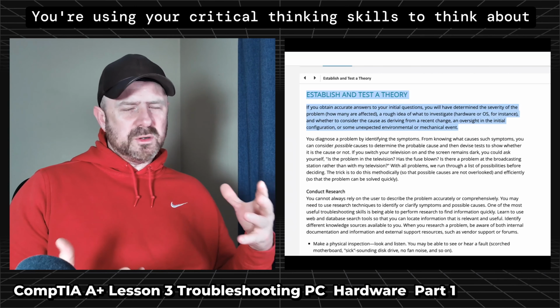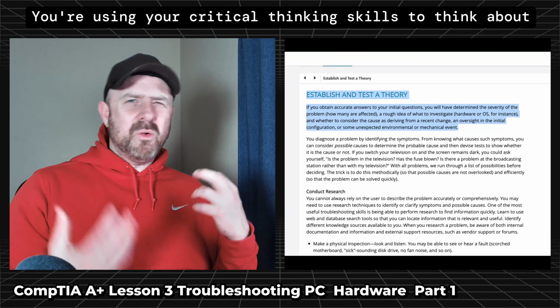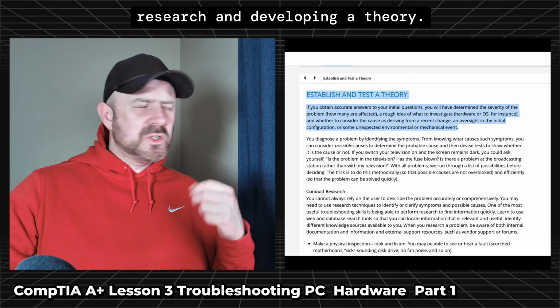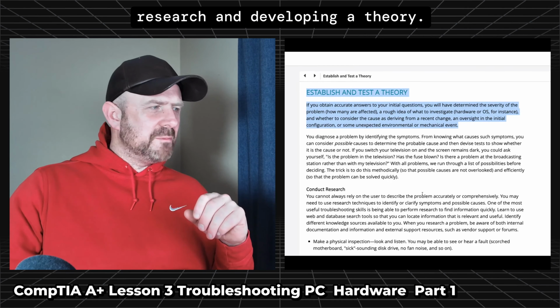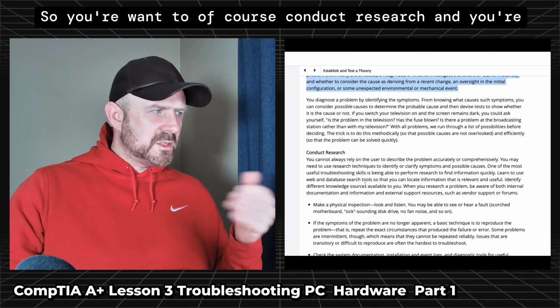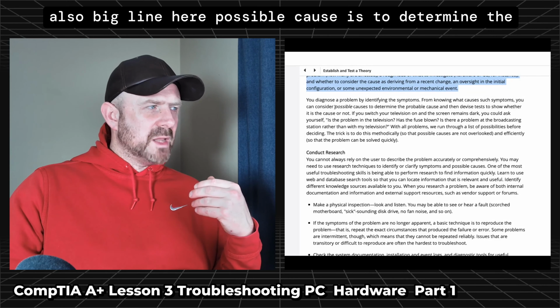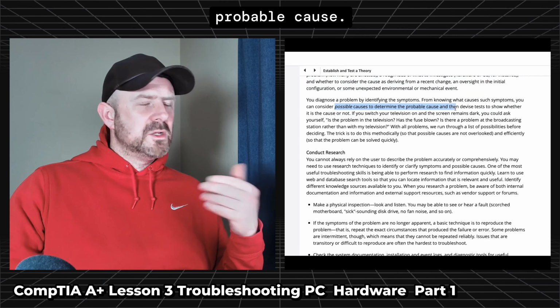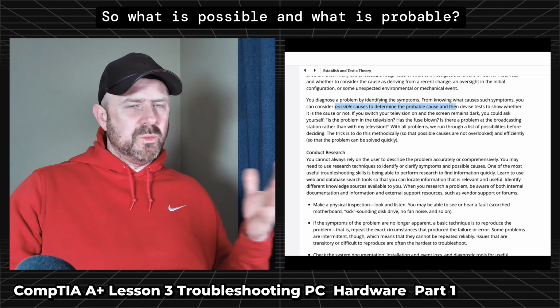You're using your critical thinking skills to think about what is causing it now that I'm starting to look at research and developing a theory. So you're going to want to, of course, conduct research. And you're also, big line here, plausible causes to determine the probable cause.